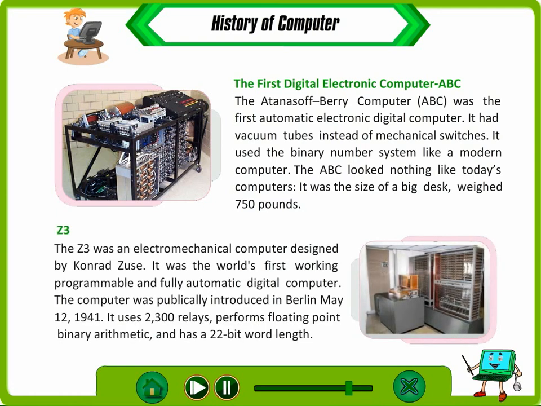Z3. The Z3 was an electromechanical computer designed by Konrad Zuse. It was the world's first working programmable and fully automatic digital computer. The computer was publicly introduced in Berlin on May 12, 1941. It used 2300 relays, performed floating-point binary arithmetic, and had a 22-bit word length.